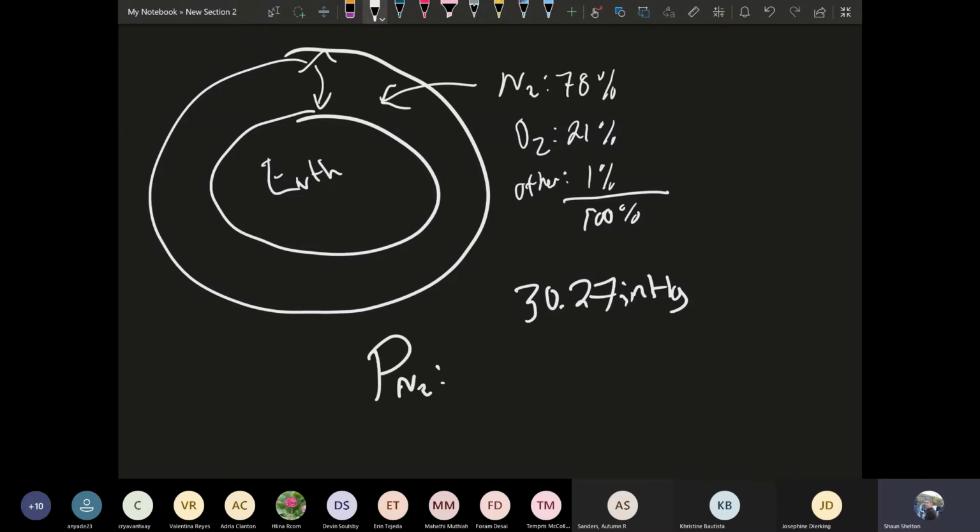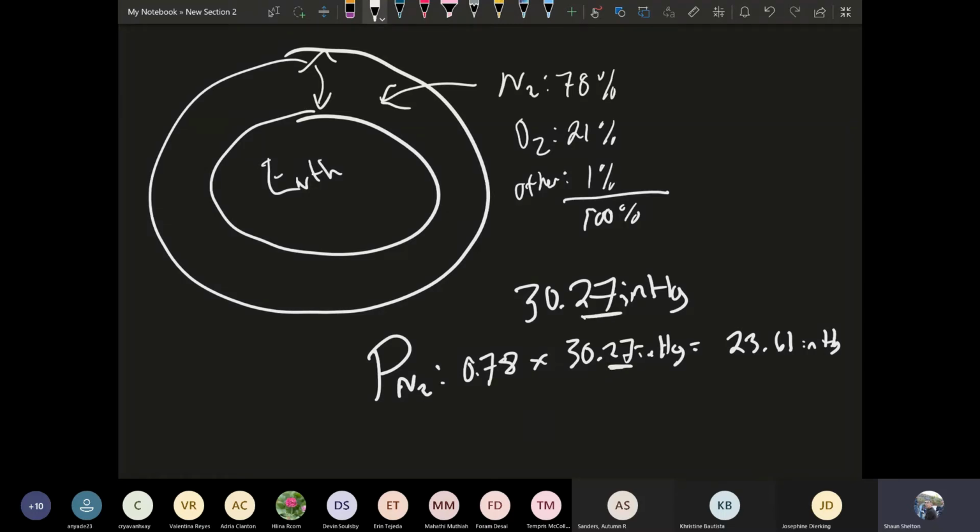So what I do is I take the percentage. Now keep in mind that it's a percentage, so we need to divide this by 100. So 0.78 divided by 100 gives me 0.78. And so I'm going to multiply that by 30.27 inches of mercury. And what that does, it'll give me the partial pressure for nitrogen gas. And so that ends up giving me 23.61 inches of mercury. So I want to carry this out to 2 decimal places because of my unit here.